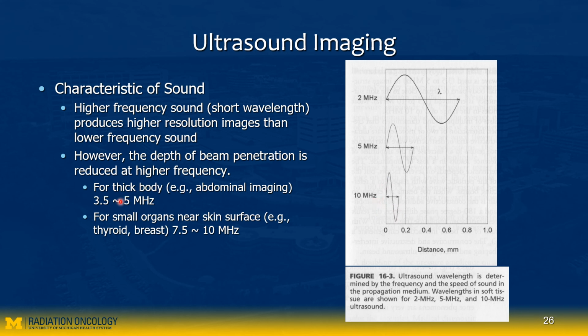For a thick body, to visualize, say, the liver or fetus, like abdominal imaging, you want to use lower frequency so that it can penetrate deep. However, for shallow organs such as the thyroid or breast, you want to use high frequency ultrasound, because that will give you a higher resolution image. So in short, a lower pitch sound travels further than a high pitch one.